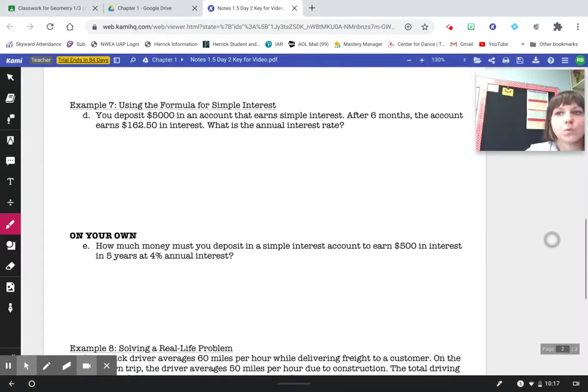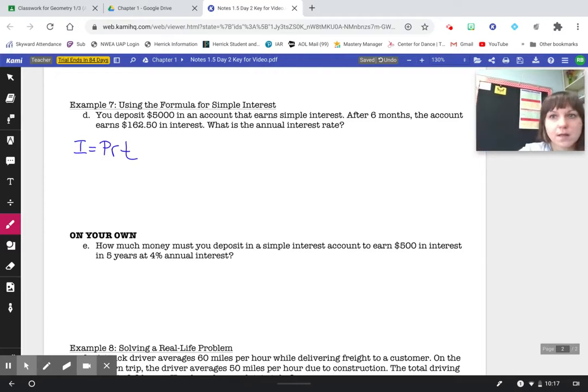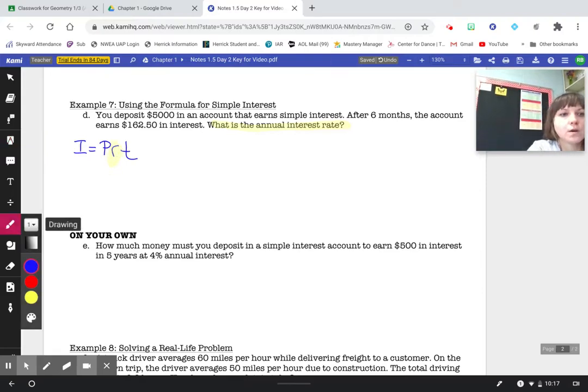For example 7, we're going to use the interest formula. So interest earned is equal to your principal amount times your rate times time. It says that you deposit $5,000 in an account that earns simple interest. After 6 months, the account earns $162.50 of interest. What is your annual interest rate? So it's asking us to find R. So let's solve for R.